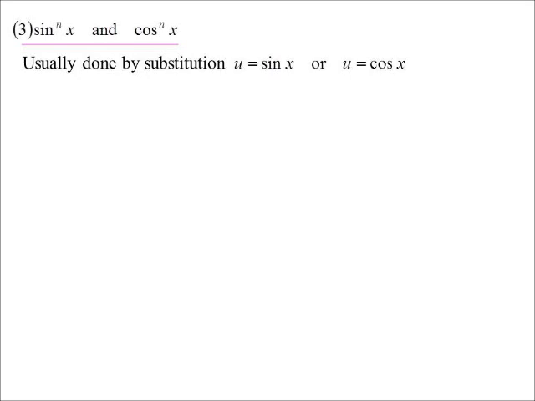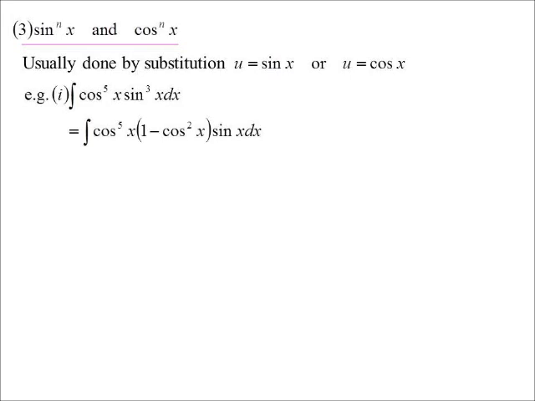Generally, we're going to do it by a simple substitution, u equals sine x or u equals cos x. Do it by means of some examples. But I've got cos to the power of 5 and sine cubed. Okay. I'm going to rewrite the sine cubed as 1 minus cos squared times sine x.